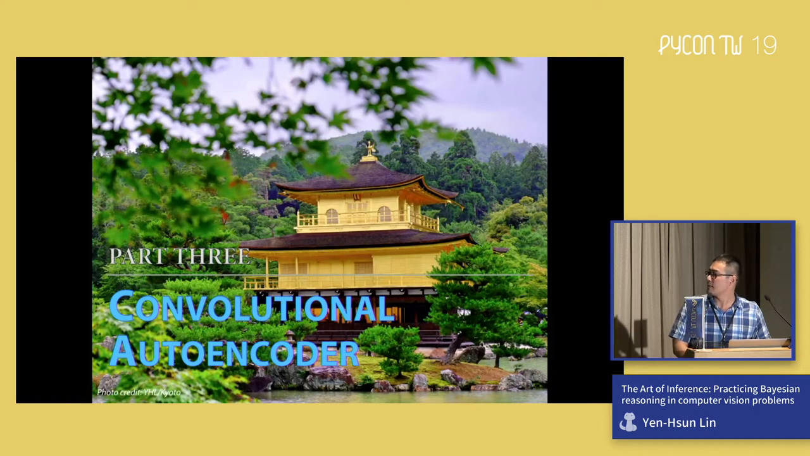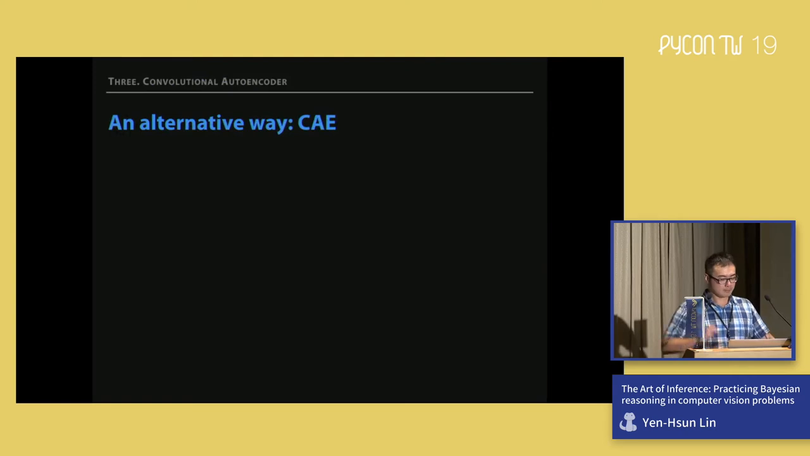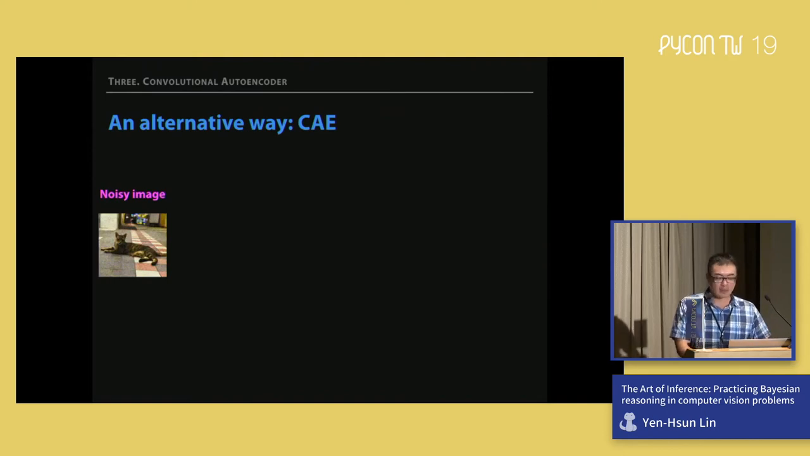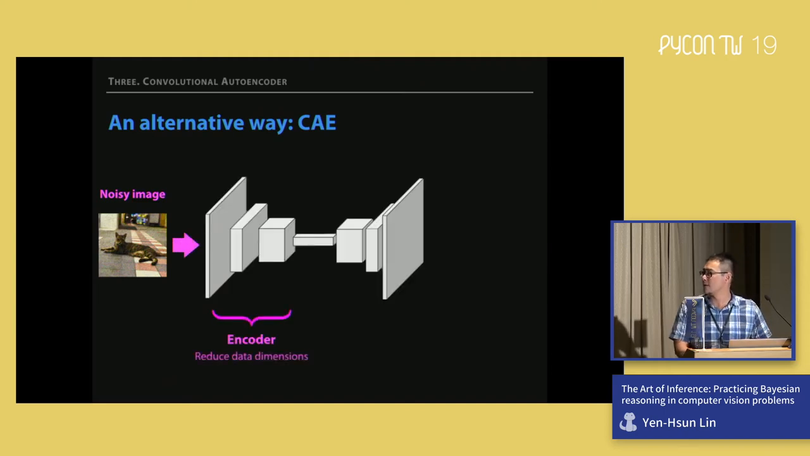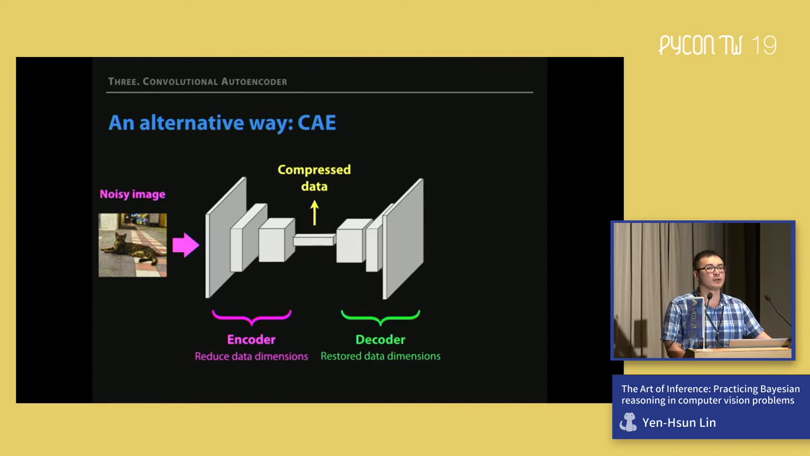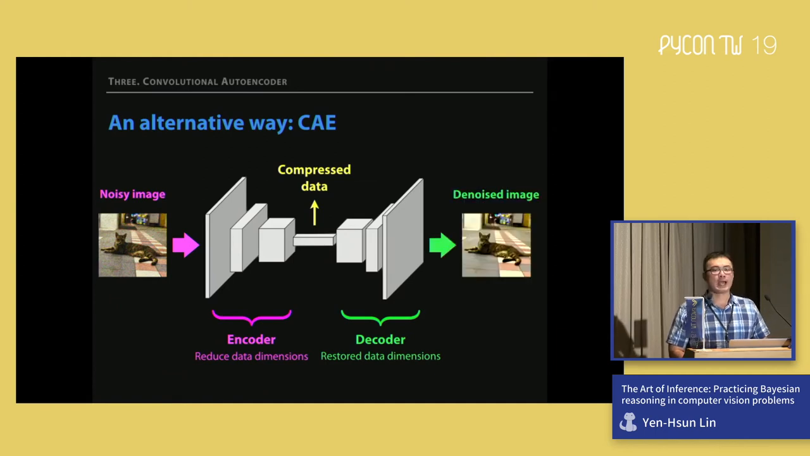So in the last part, I would like to have a quick comparison between the CNN method and the traditional method, using the convolutional autoencoder. So in the very naive way, in the denoising case, we send this noisy image into our model, and firstly it goes through some encoder. Such an encoder works like a principal component analysis. It reduces the dimension of the original image. So eventually, we get compressed data in the middle, and then send this compressed data to the decoder and restore the underlying dimensions of your outcome. So after going through this encoder and decoder, the unwanted features are removed. So this is how we understand CAE in a conceptual way.